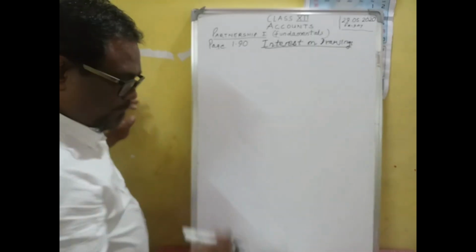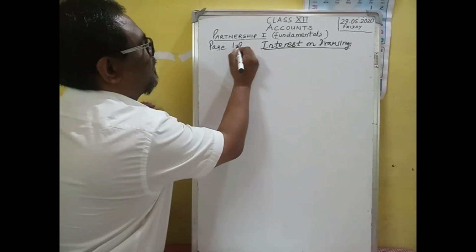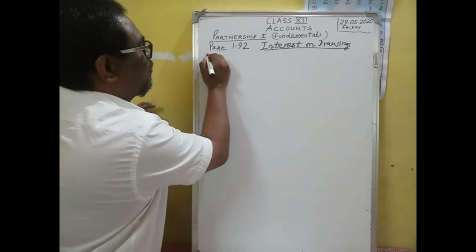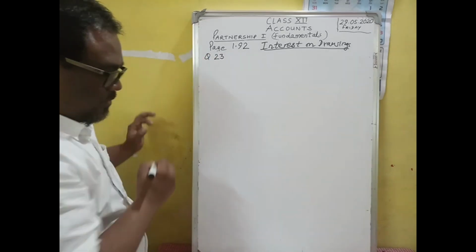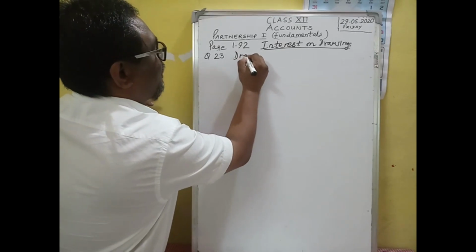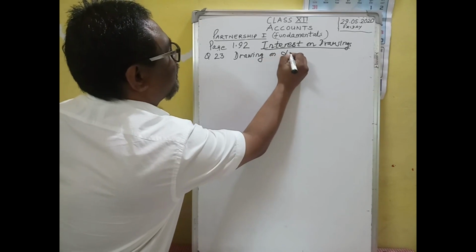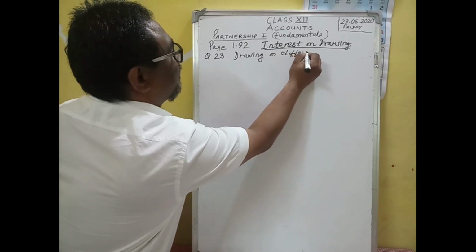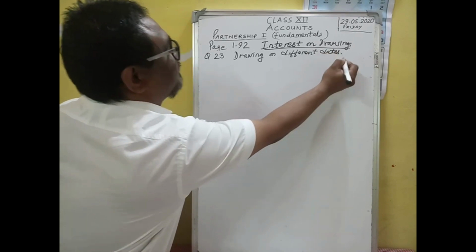Page number 1.92, question number 23. Drawings on different dates. So first, A and B are partners in the firm.